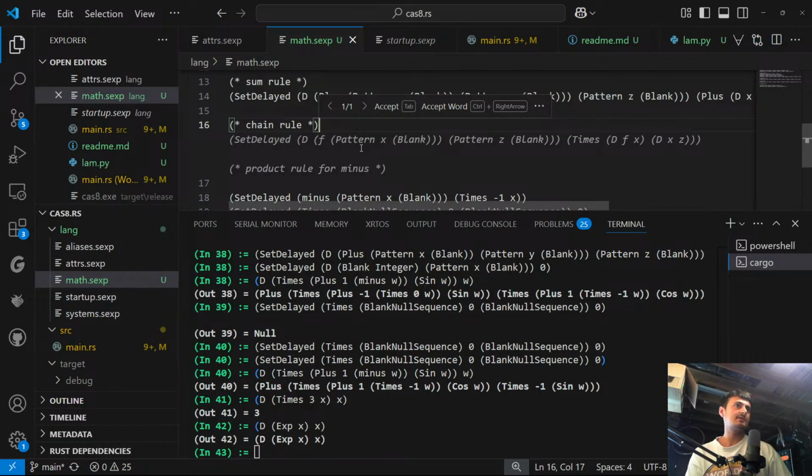Is that not right? So let's say we have f of x, and it's d f of x to z. Then can we not do df dx times dx dz?